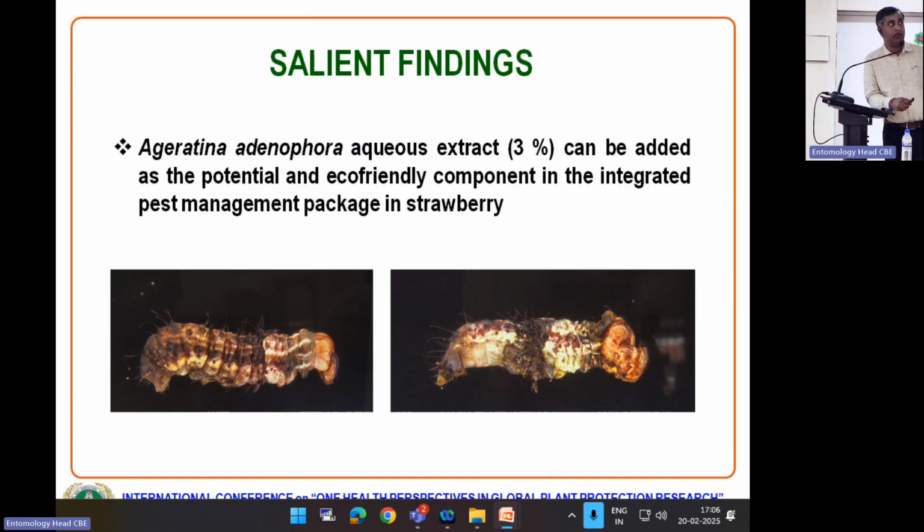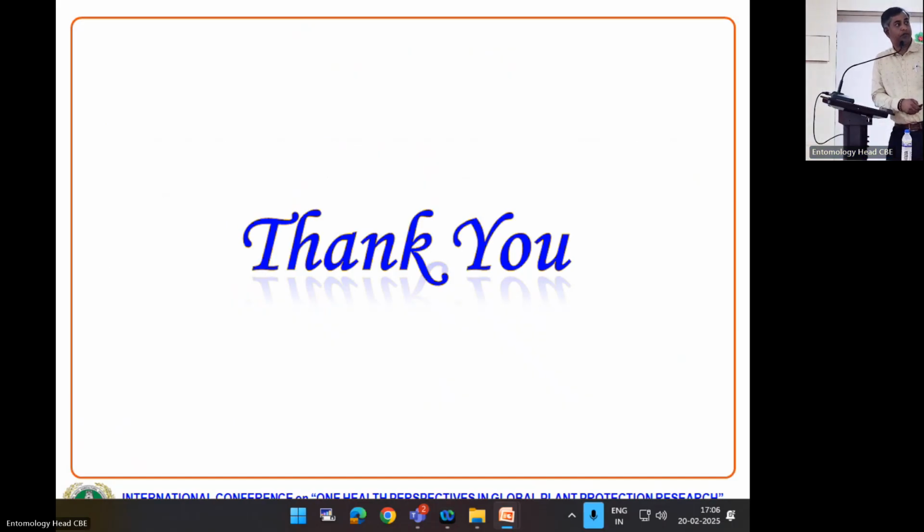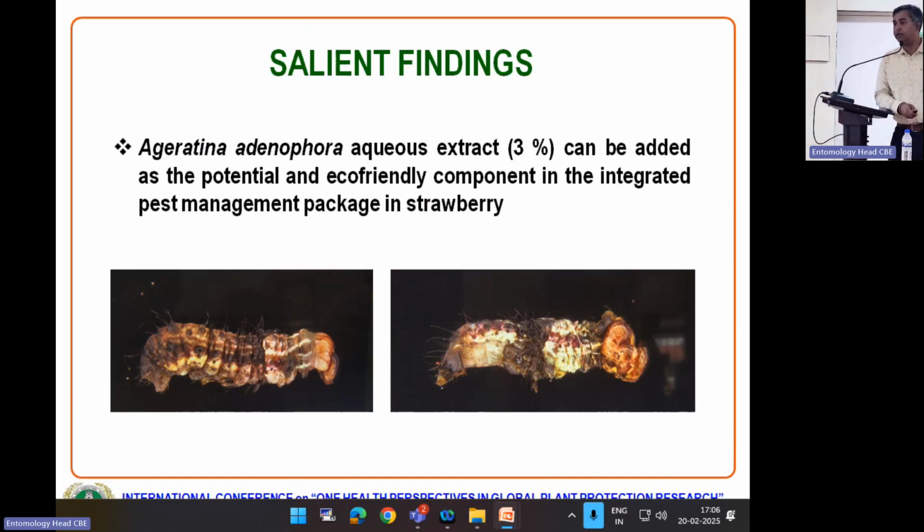See here, this Ageratina adenophora, if the concentration increases, it acts as an antifeedant, and when the concentration is low, it shows a growth regulation effect. This is the moribund larva. The moribund larva here, see, this is a chitin synthesis inhibitor effect shown by this plant. So this plant has a great role, and it may be taken for further study. Already it has been taken for formulation, and the formulation study is going on, and soon it will be given for OFT and FLD. Thank you.